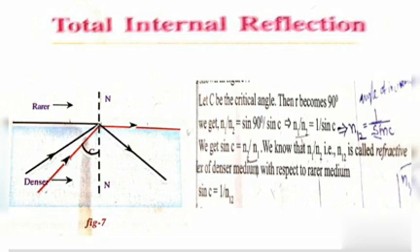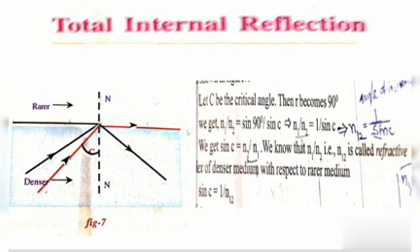Let C be the critical angle, then R becomes 90. At a certain angle of incidence the refracted ray travels through the surface which separates the two mediums. So the critical angle is denoted by C. Let C be the critical angle, then how much is R? R, the angle of refraction, becomes 90 degrees.